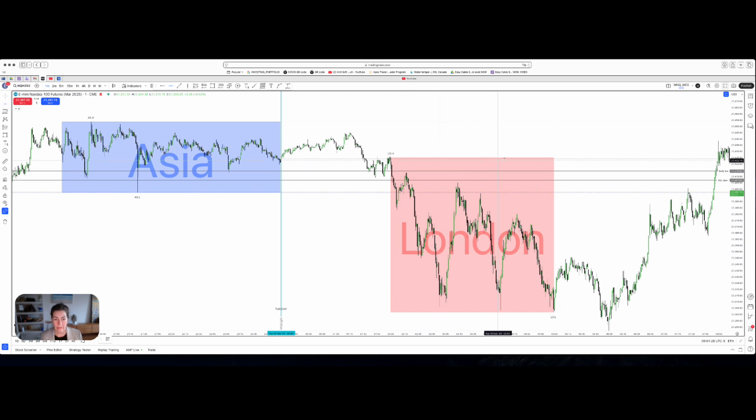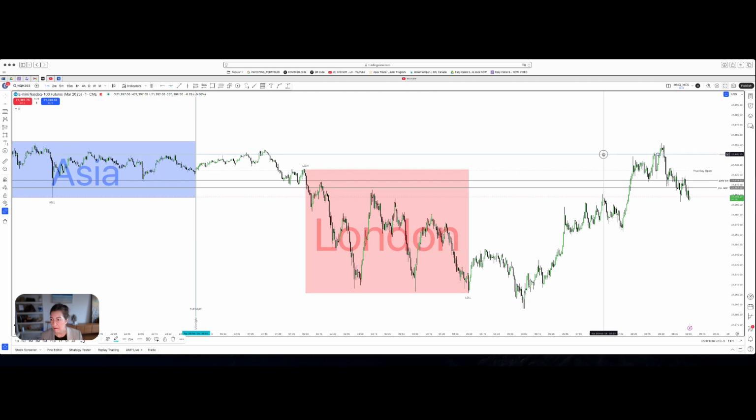And if you have these sessions on your chart, it'll just tell you the true day opening is here. And that is our midnight first candle that's opened. So here, I like to take a look after midnight. I want to see where price has been for the majority of time. So price was above midnight. We want to sell above midnight and buy below midnight.